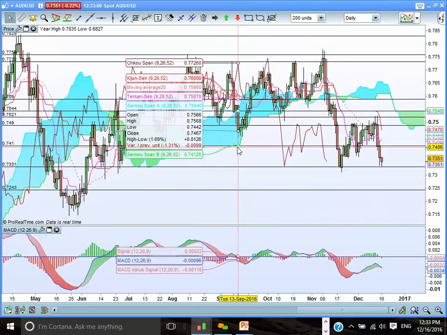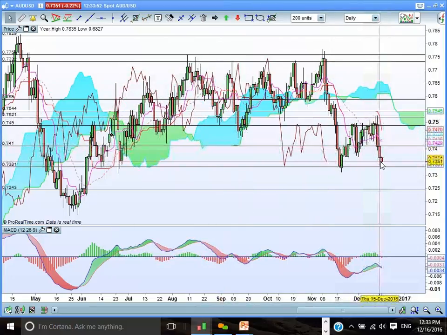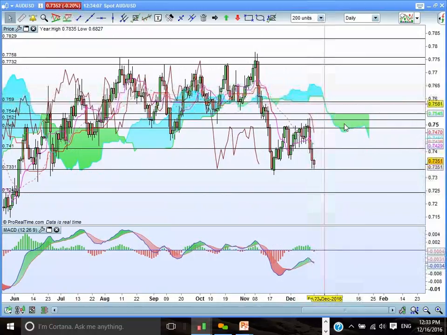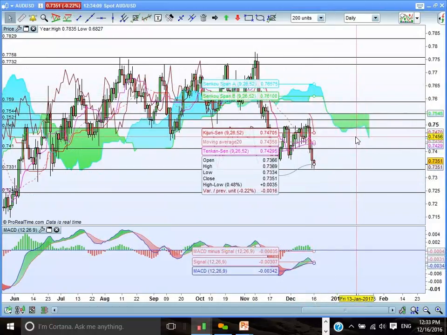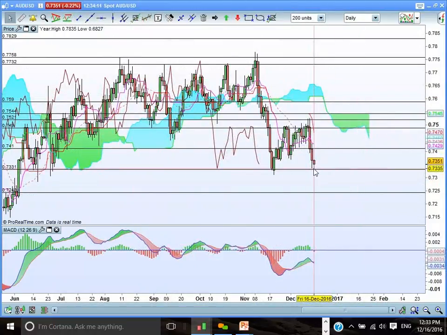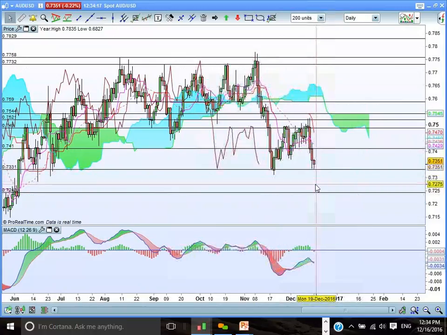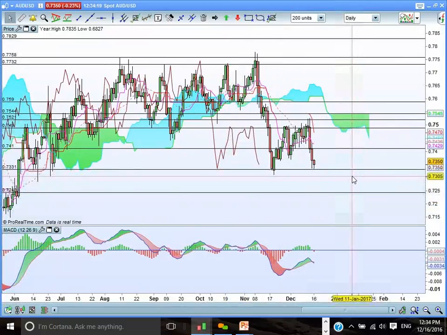It used to be a nice support area, but it collapsed through there and is currently testing this 73.31 zone for support. Fail that, we'll be looking at the 72 zone as the next key support area on the daily chart. But overall, the trend is down from an Ichimoku cloud chart perspective. We're testing support, so we could see a rebound here if support holds. If not, we're looking at a further drop down to the 72 level. But so far, not looking too good.